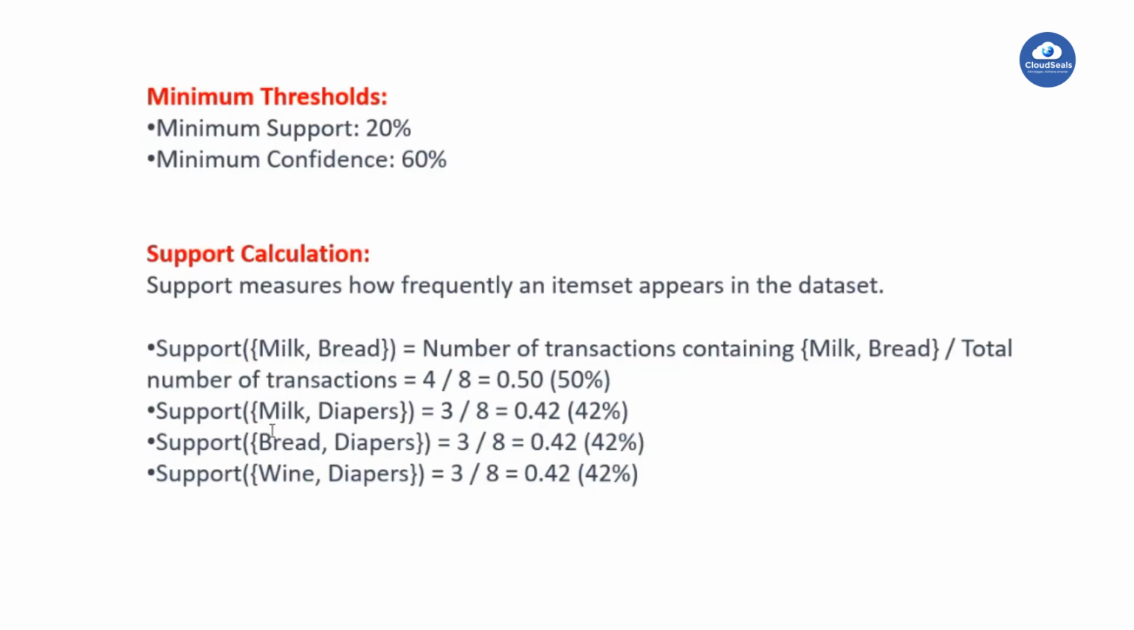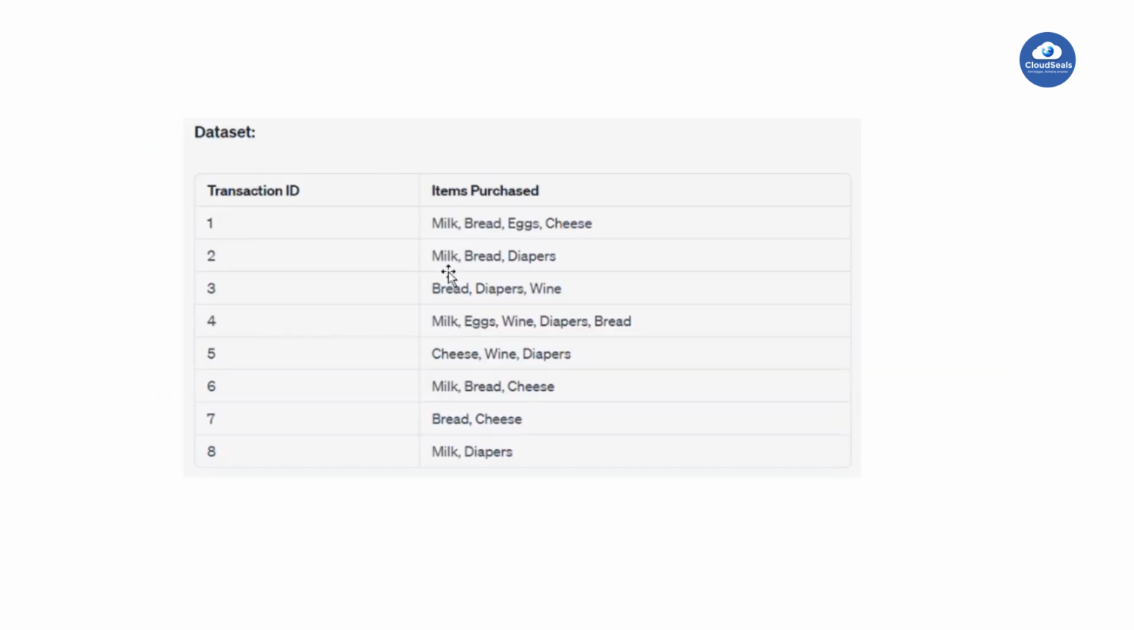Like this, how many combinations of milk diapers, bread diapers, wine diapers? You can check. Milk diapers 1, milk diapers 2, milk diapers 3. We have the combination of milk and diapers in 3 transactions. This is 1, this is 2, 3, out of 8. So 3 by 8 transactions have the combination of milk and diapers.